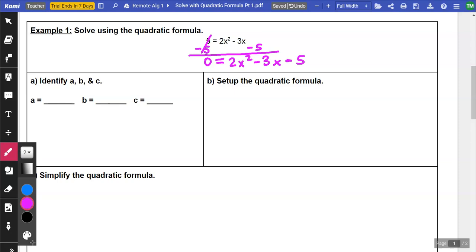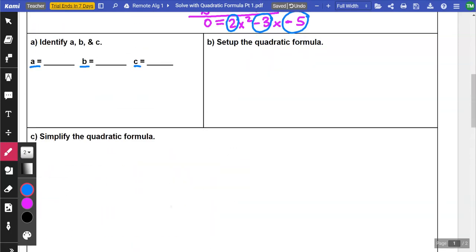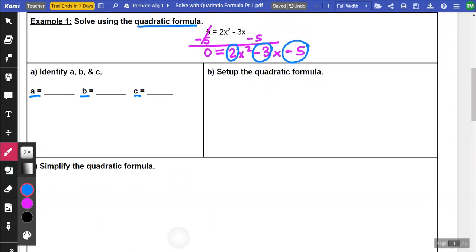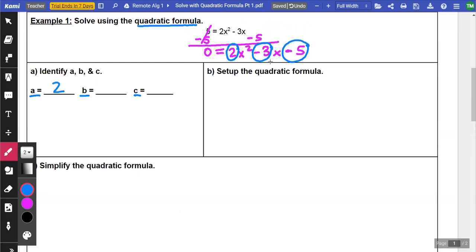Well, now this equation is in standard form, ax squared plus bx plus c. Now I can tell exactly what a, b, and c are. So remember, a is the coefficient of x squared, b is the coefficient of x, and c is your constant. So the first thing you want to do when you use the quadratic formula is identify a, b, and c. So a in this case is 2, b is -3, and c is -5.